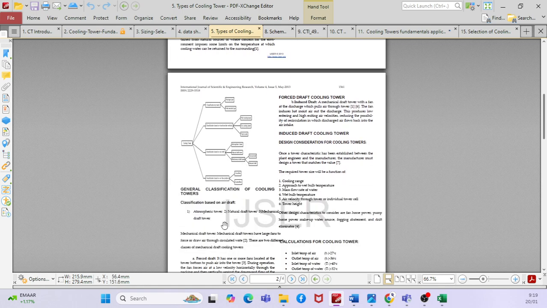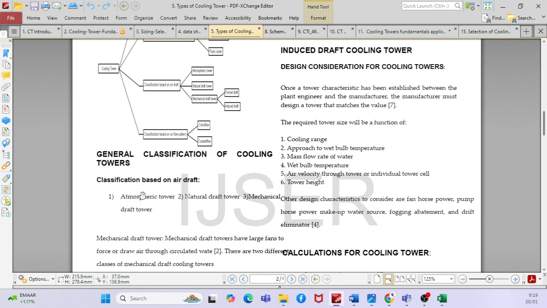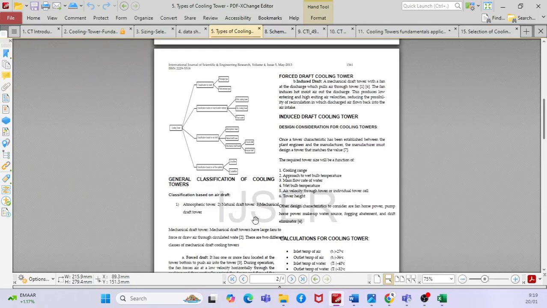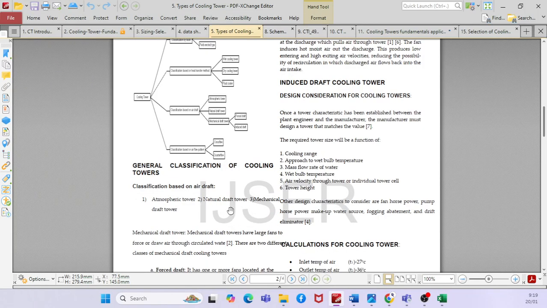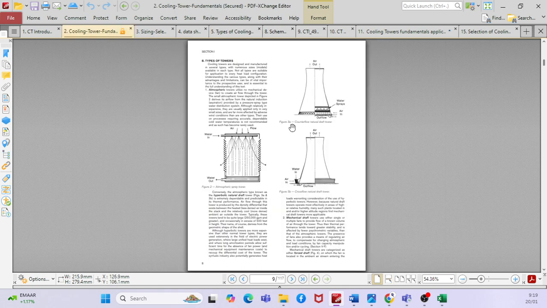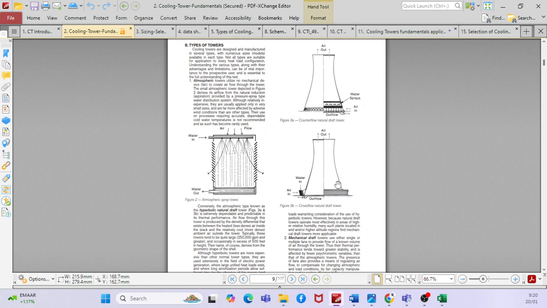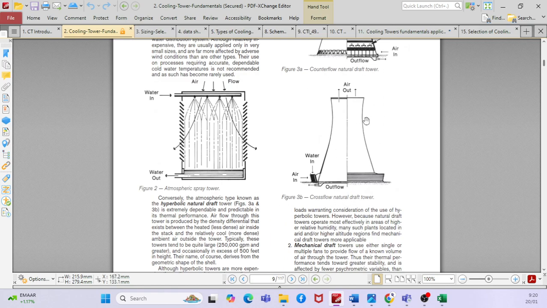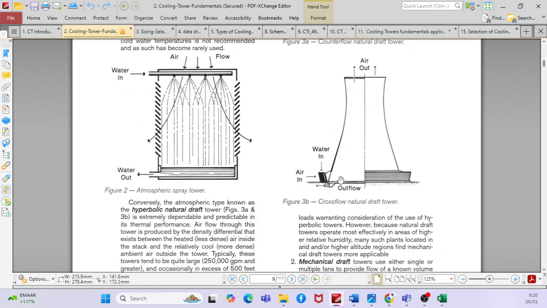One is the atmospheric type. You can see the classification of air draft cooling tower. One is atmospheric type, then another one is called mechanical draft tower. Clear, right? So what about the natural draft tower? The atmospheric tower is also similar to the natural draft tower. If you go to the fundamental, you can see there are different types of cooling towers. You can see the natural draft cooling tower, right?